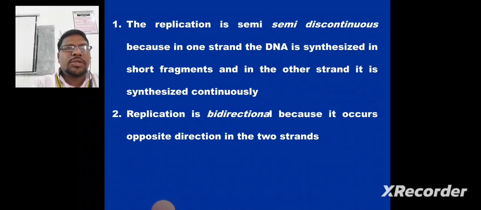Replication is semi-discontinuous because in one strand of the DNA, it is synthesized in short fragments, and in the other strand it is synthesized continuously. Replication is bidirectional because the two strands run in opposite directions.